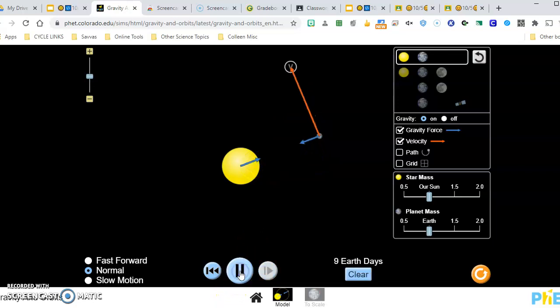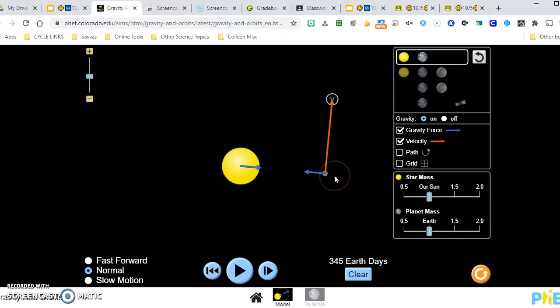If I play this model, you can see that the Earth is being pulled back by the Sun's gravitational force, and instead of flying off in a straight line, travels in a circular orbit. Now, the Earth has been traveling this way since the beginning of the formation of our solar system. If something were to change the gravitational force, it will also change the Earth's orbit.